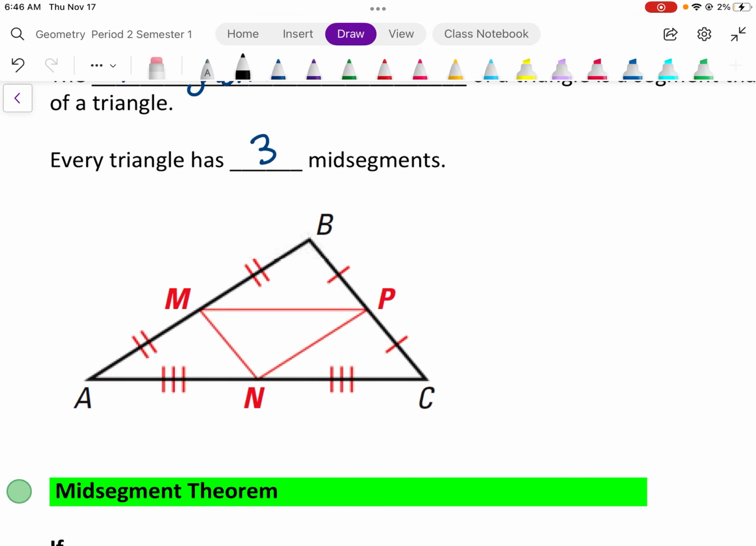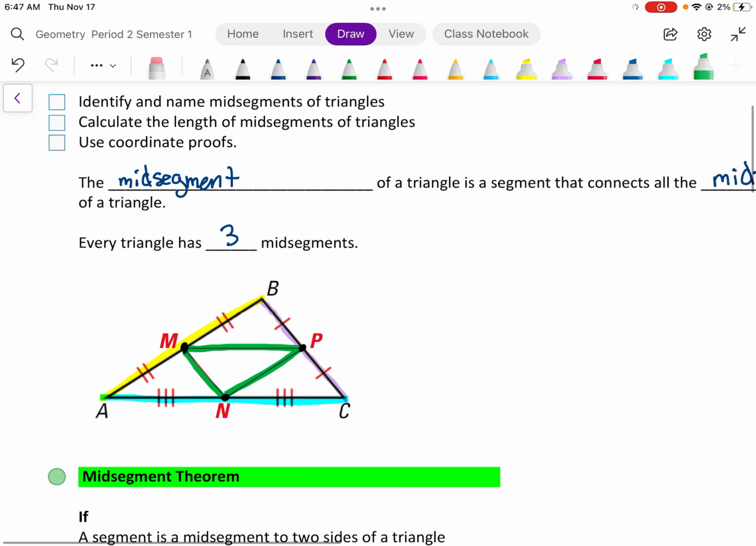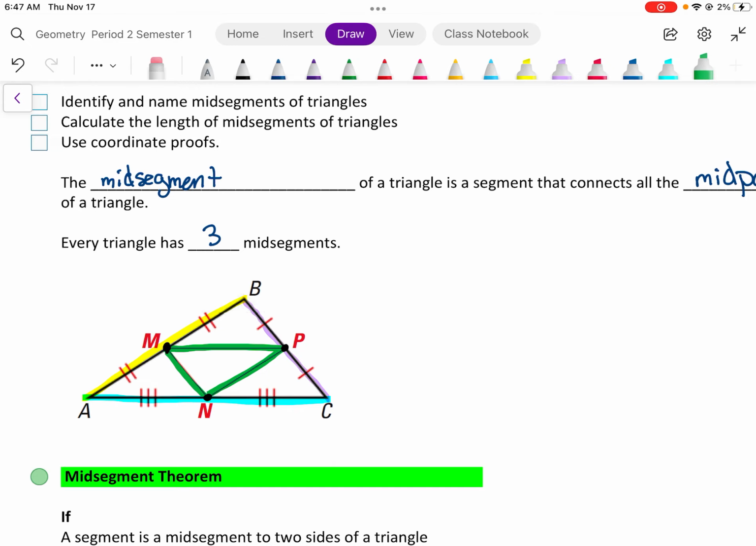And if you look at this picture below, point M is a midpoint because it's in the middle of segment AB. Then point P is a midpoint because it's in the middle of segment BC. And point N is a midpoint because it is in the middle of segment AC. Then you'll notice that all 3 of those midpoints are connected by a triangle. And that is what it would look like when you have all 3 mid-segments in a triangle.